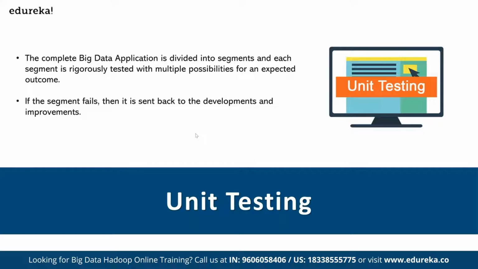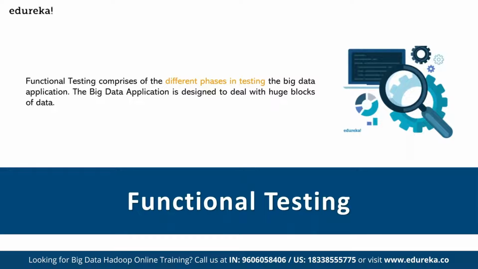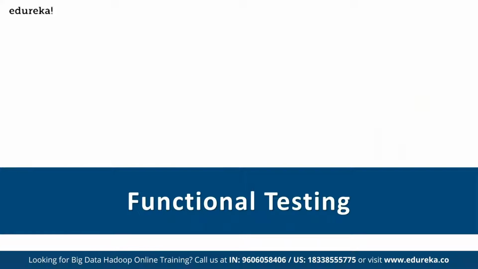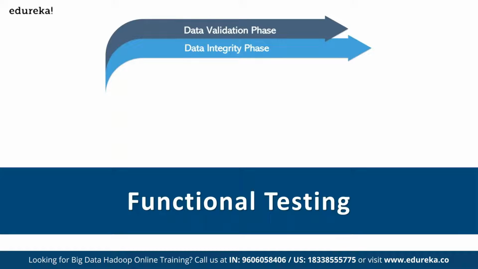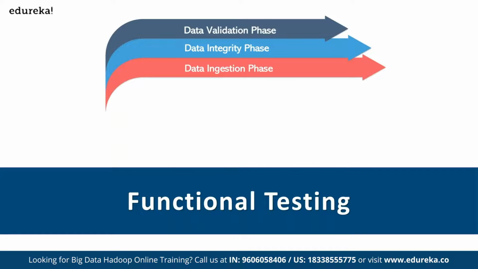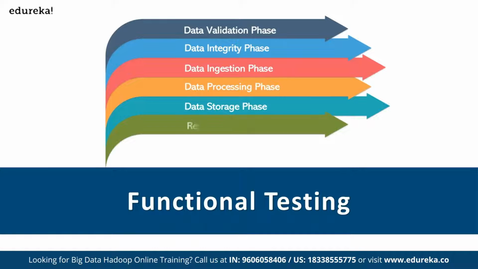Next, the next type of testing for big data is your functional testing. Functional testing comprises different phases in testing the big data application. The big data application is designed to deal with huge blocks of data, correct? So in functional testing, we have the data validation phase, data integrity phase, data ingestion phase, data processing phase, data storage phase, and report generation phase. These are the different phases. Now let me take you through what each of these phases means briefly, and then we will go to the next type of testing.